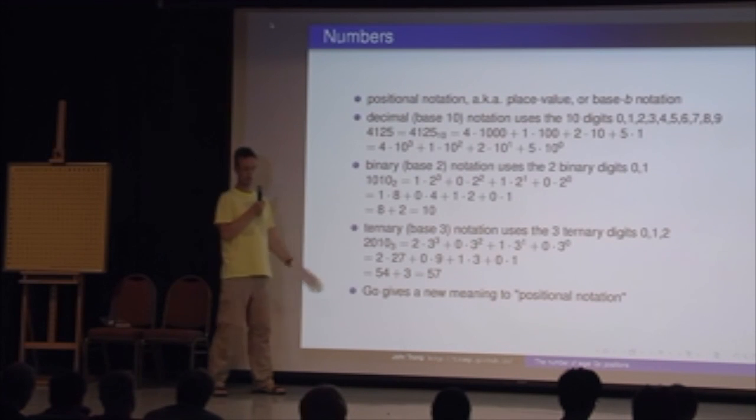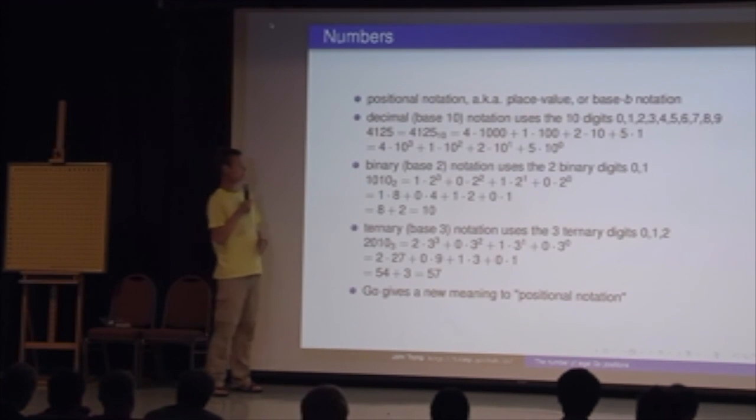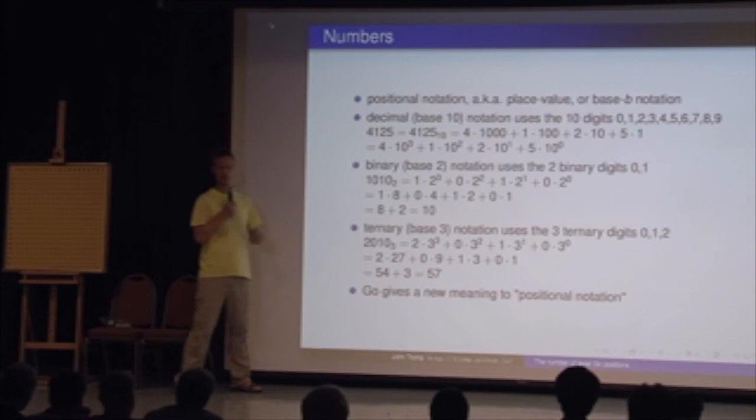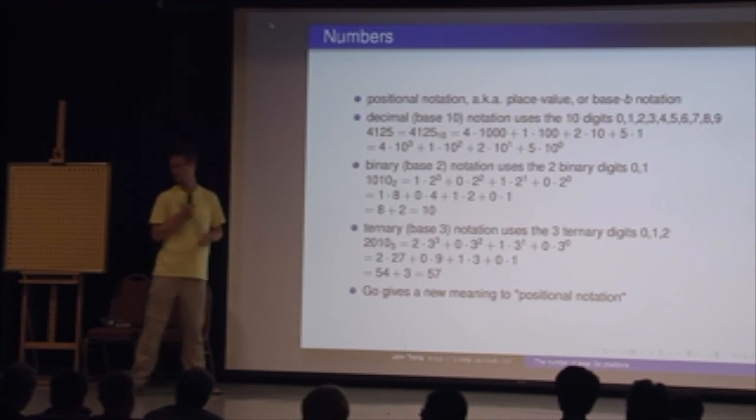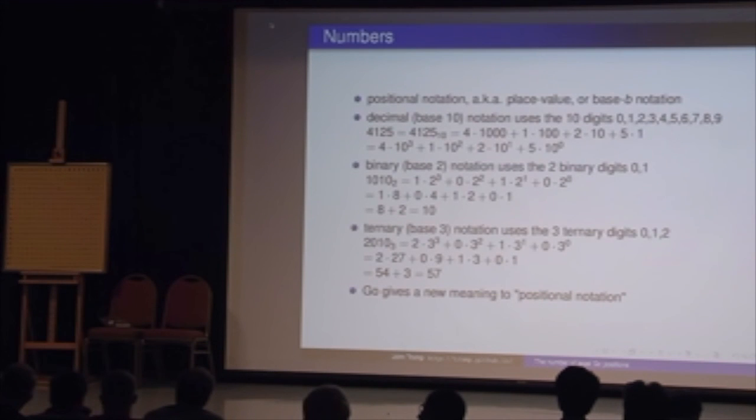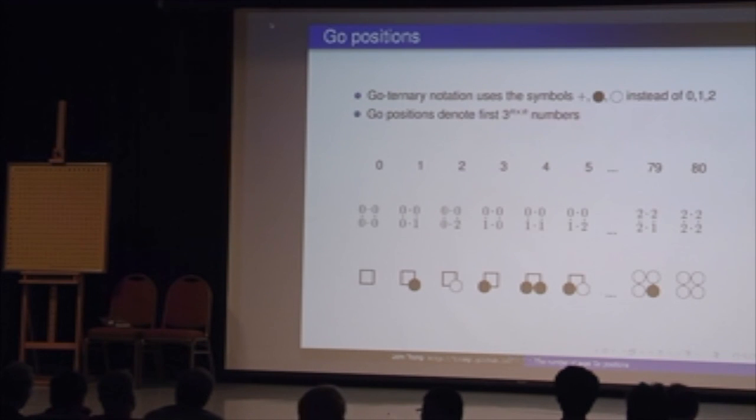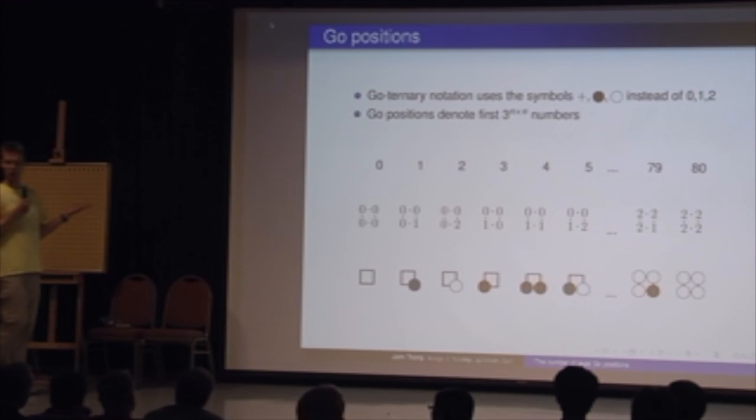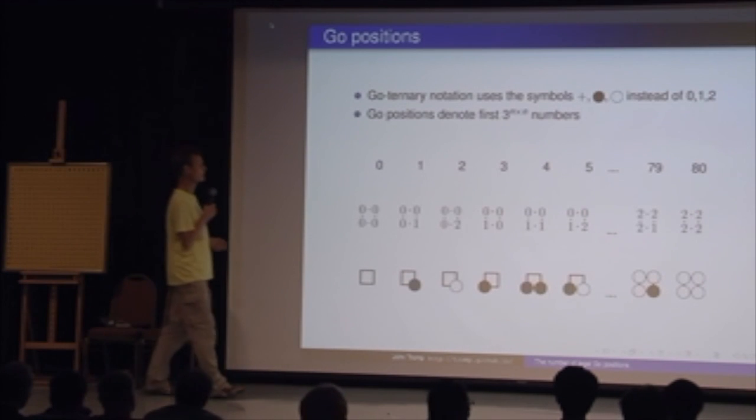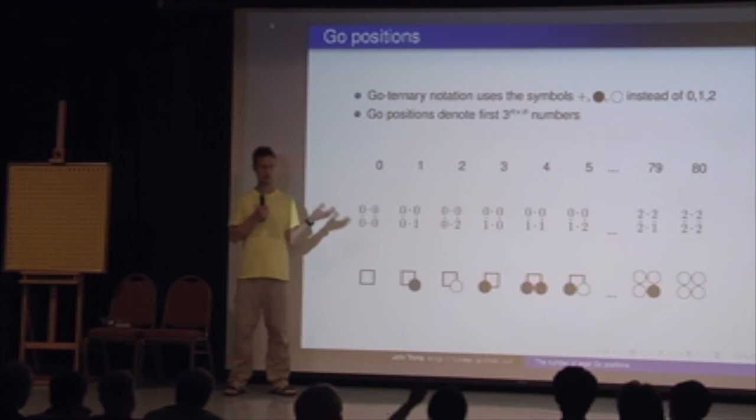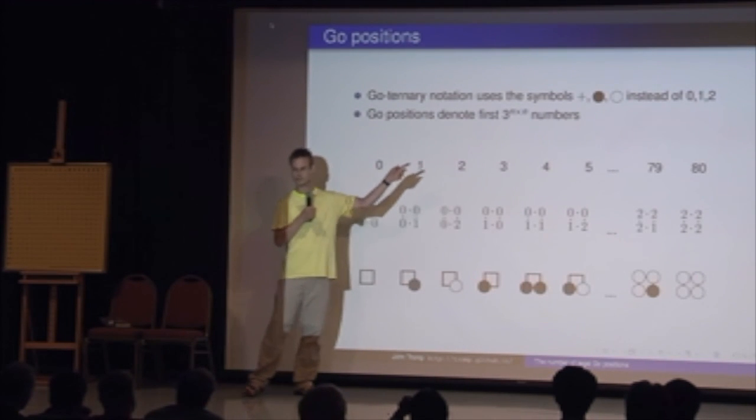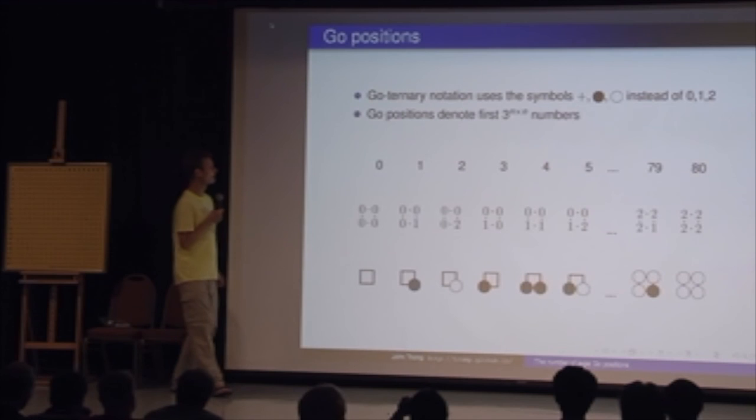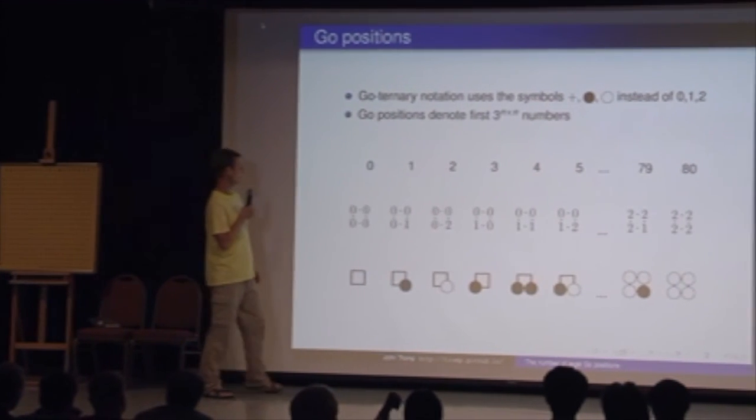Now, with the game of Go, we can give a new meaning to the notion of positional notation. We can use Go positions to denote numbers. How does that work? Okay, let's call this Go ternary notation. Instead of the digits 0, 1, 2, we use empty, black stone, white stone.